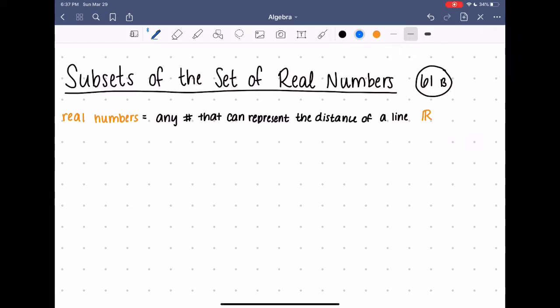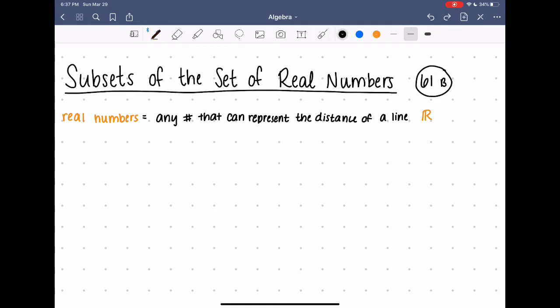Okay, now let's look at subsets of the set of real numbers. As a reminder, real numbers are defined as any number that can represent the distance of a line. So that's pretty much any number. Fractions, pi, those are all real numbers. They could all very well define the distance of a line. And we write that as this symbol here. It's like an R with an extra side to it. That's how you would denote real numbers.